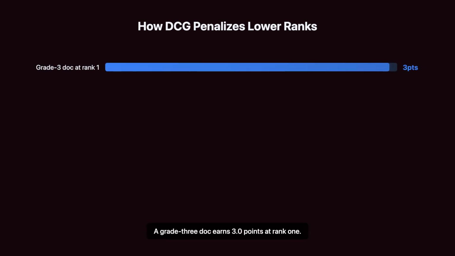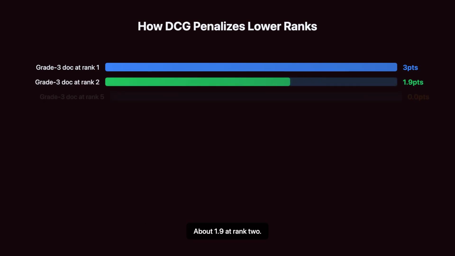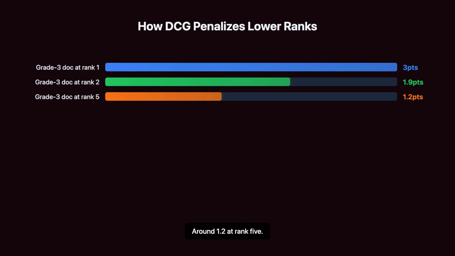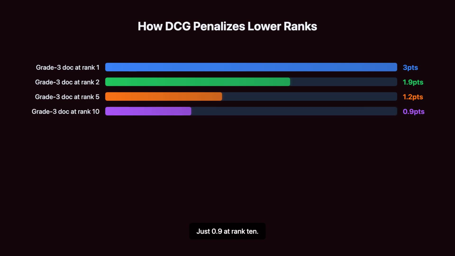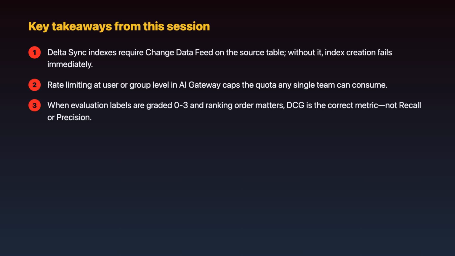A grade 3 doc earns 3.0 points at rank 1, about 1.9 at rank 2, around 1.2 at rank 5, just 0.9 at rank 10. Burying a great answer costs you real points. Hit rate only asks whether anything relevant showed up. Precision and recall ignore rank order completely. When the exam asks for graded intensity plus position discount, that's DCG. The answer is C.